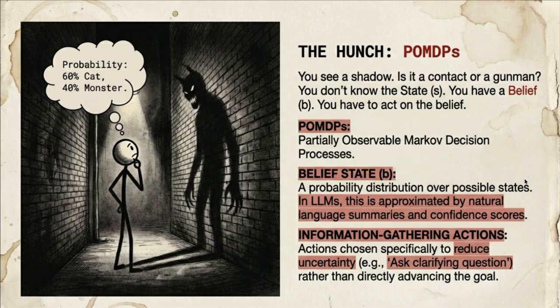By prioritizing these information gathering steps, the agent can clear the fog and make more informed decisions. This moves the agent beyond blind execution into a state of active learning, where it constantly updates its internal belief model to match the reality of the environment it is operating in.